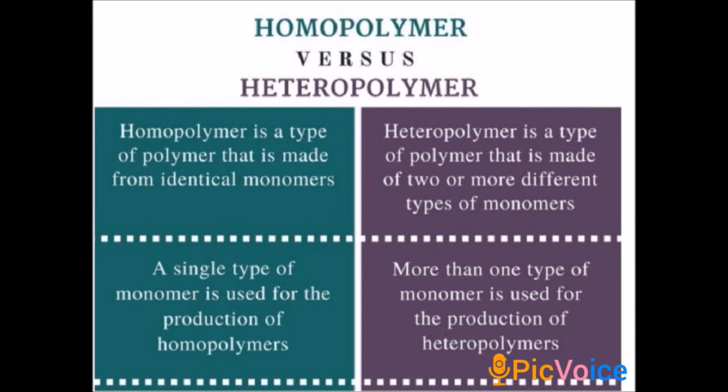Whereas hetero means different. So a heteropolymer is a type of polymer that is made up of 2 or more different types of monomers. That is called a heteropolymer. A single type of monomer is used for the production of homopolymers. Like I already told you, only one type of monomer will be present, but here more than one type of monomer is present and is used for the production of heteropolymers.